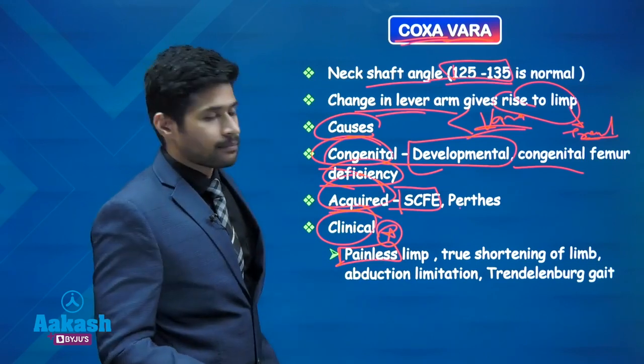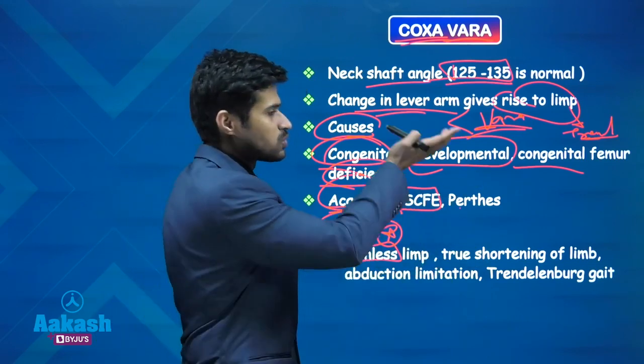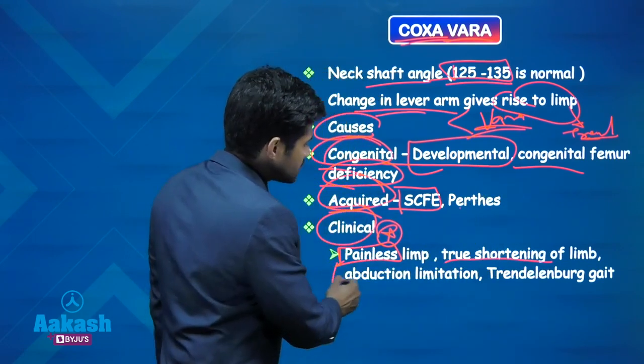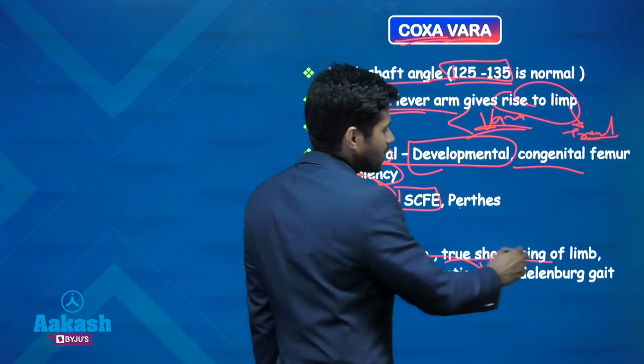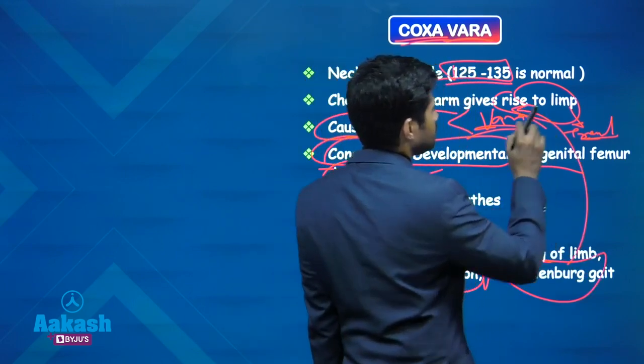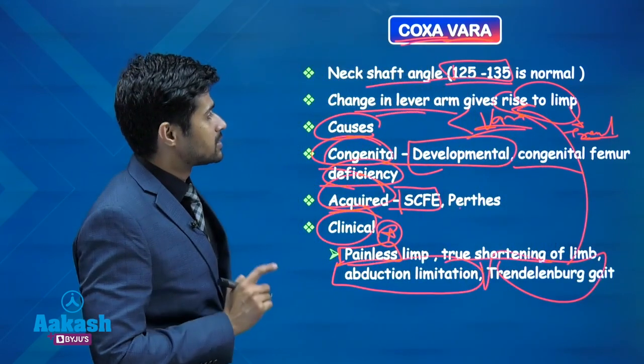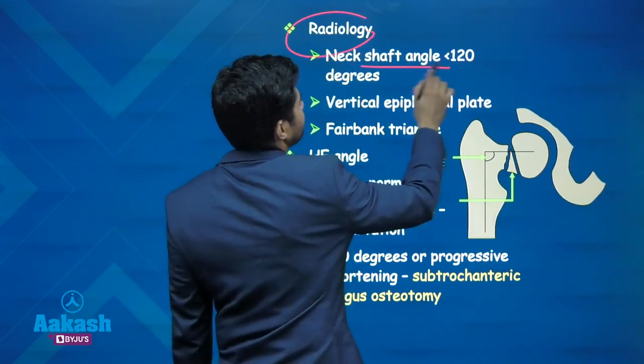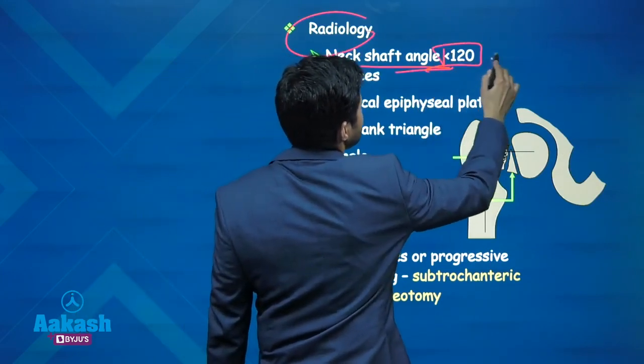The limb will be shortened because the angle is changed. There is proximal migration of the shaft of the femur, so there is true shortening of the limb. Abduction becomes limited and Trendelenburg gait is positive because of the disrupted abductor mechanism, disrupted lever arm. On radiology, what we see is neck shaft angle less than 120 degrees. This is the basic definition.